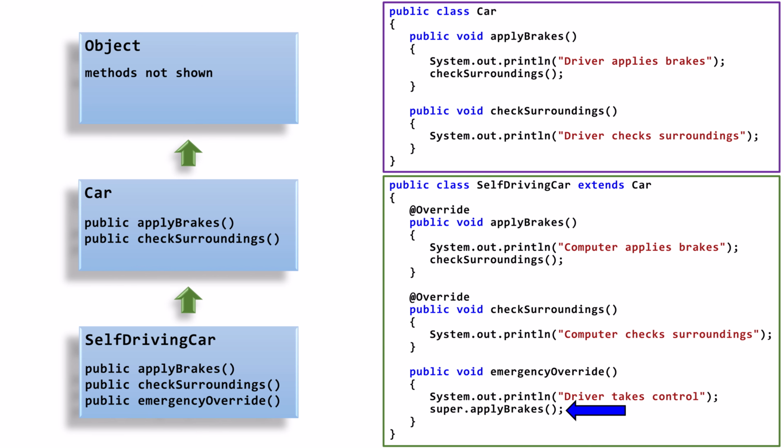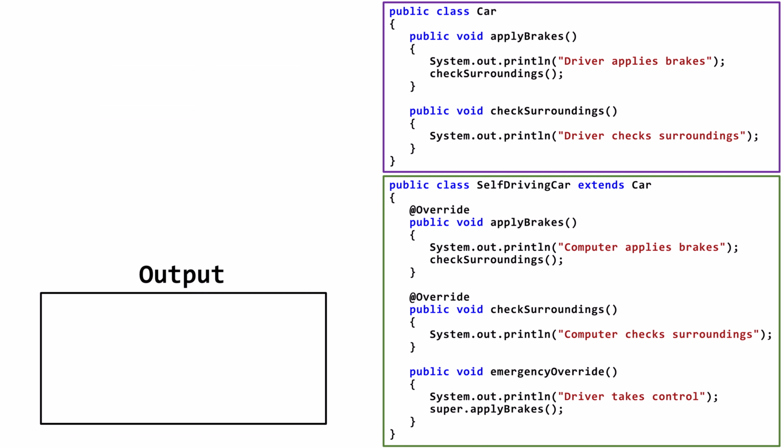Inside the emergencyOverride method, there is a call to super.applyBrakes. This is instructing Java to call the applyBrakes method from the superclass Car, even if there is an overridden version of the method in the SelfDrivingCar class. We're going to look at three different method calls. The three examples may feel a bit redundant, but it's important to understand how the rules apply in each circumstance.